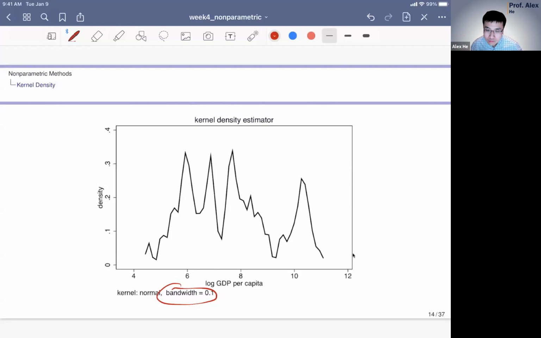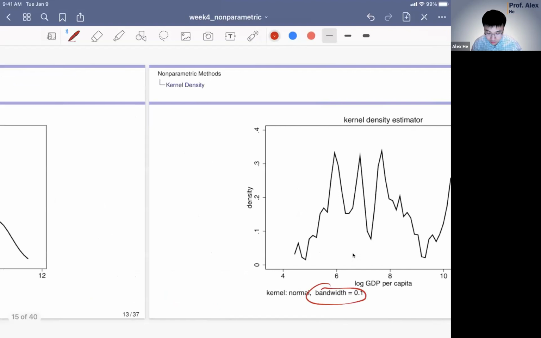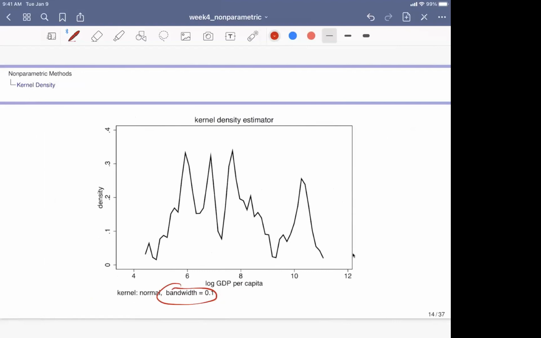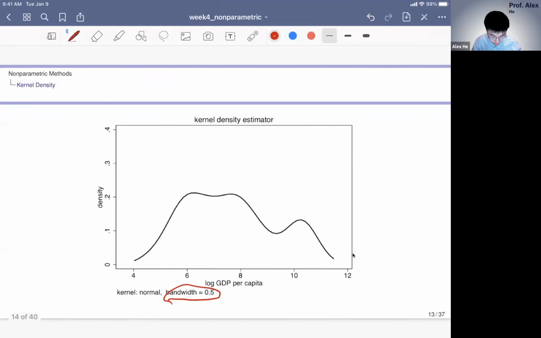But shouldn't a bandwidth be a range rather than a point, right? It's a number. So h is a number. And when you have the number, it will look at within that range. So x plus h, x minus h. Okay, so this graph has h equal to 0.1, this one 0.5, et cetera. Does that answer your question? Yeah, sure. Okay. It's still a range, it's just in the middle of the range. Yeah.